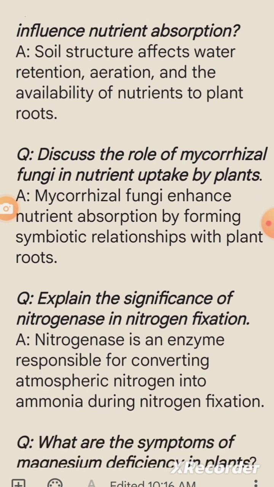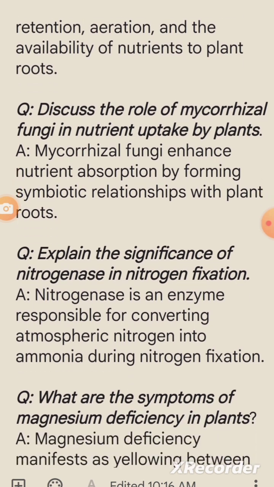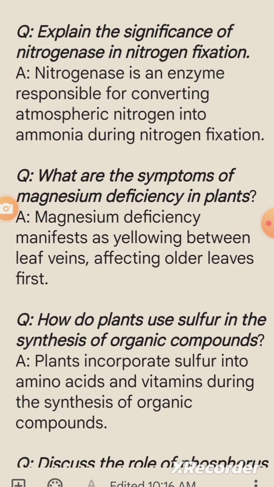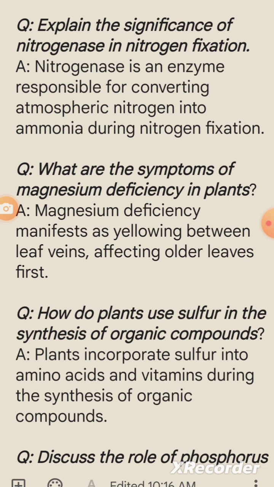Question: explain the significance of nitrogenase in nitrogen fixation. A. Nitrogenase is an enzyme responsible for converting atmospheric nitrogen into ammonia during nitrogen fixation. Question: what are the symptoms of magnesium deficiency in plants? A. Magnesium deficiency manifests as yellowing between leaf veins, affecting older leaves first.